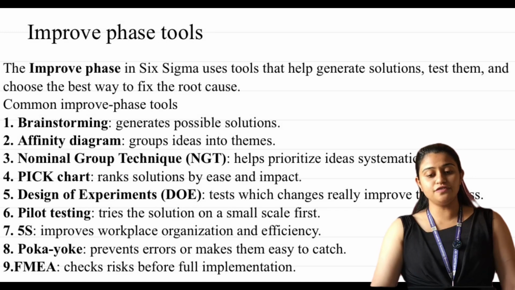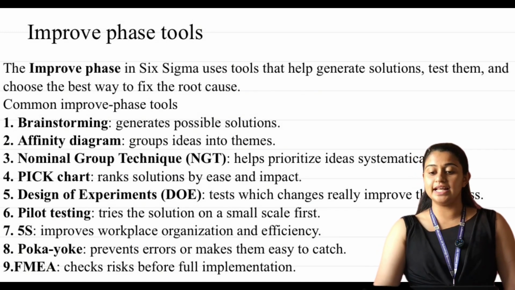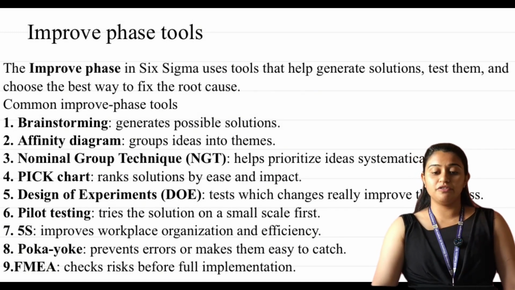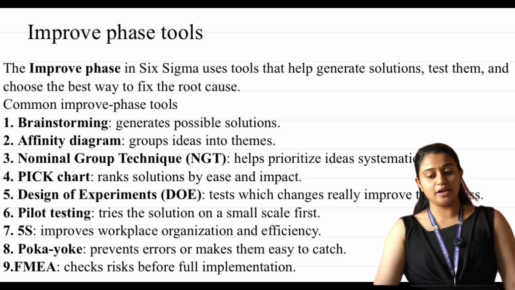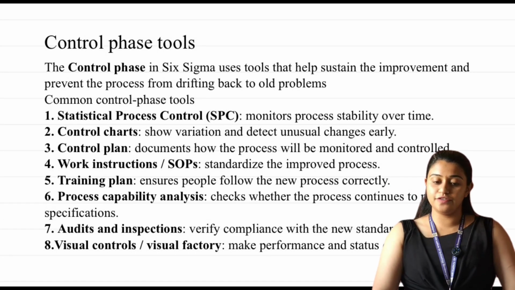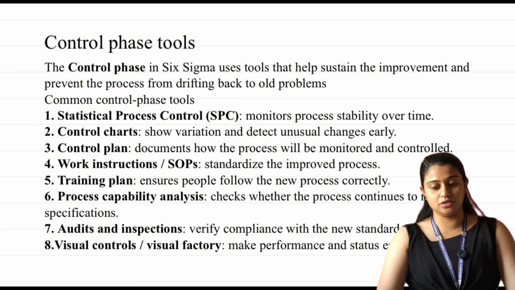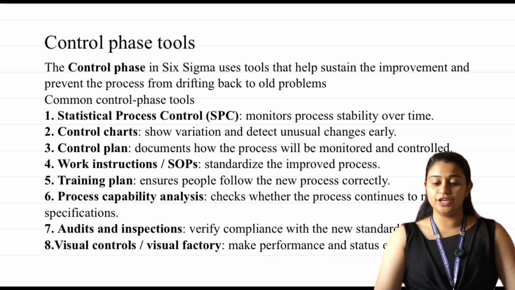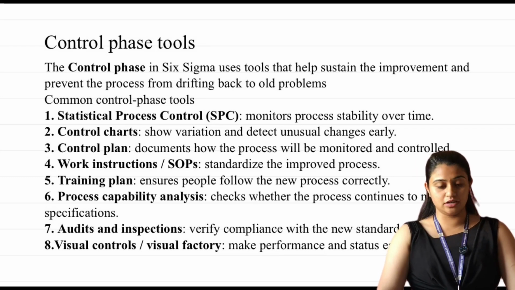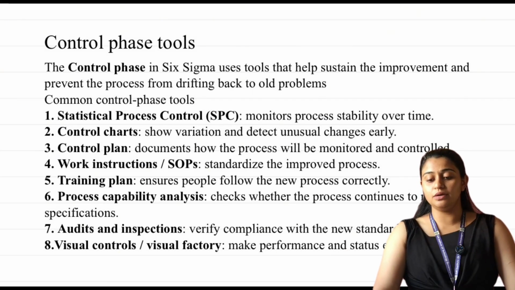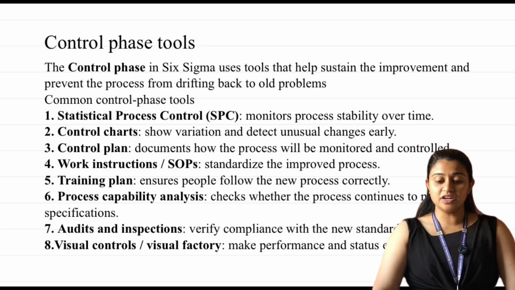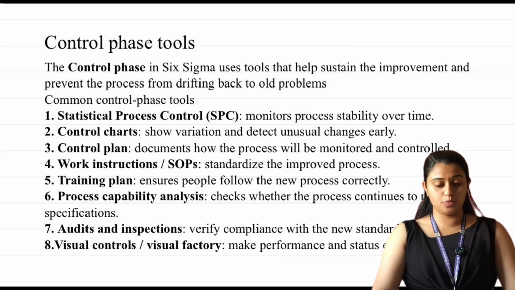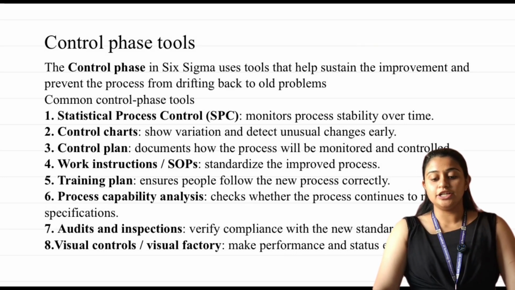Control phase tools. The control phase in Six Sigma uses tools that help sustain the improvement and prevent the process from falling back to the old problem. Common control phase tools are statistical process control, which monitors process stability over time. Control charts show variations and detect unusual changes early. Control plan documents how the process will be monitored and controlled. Work instructions standardize the improved process. Training plan ensures people follow the new process correctly.